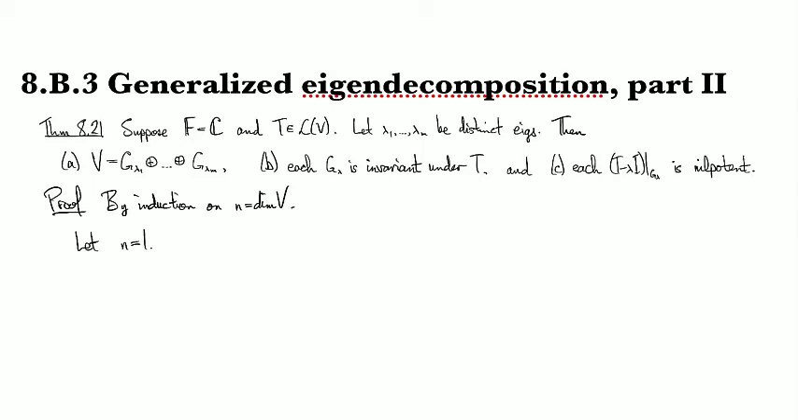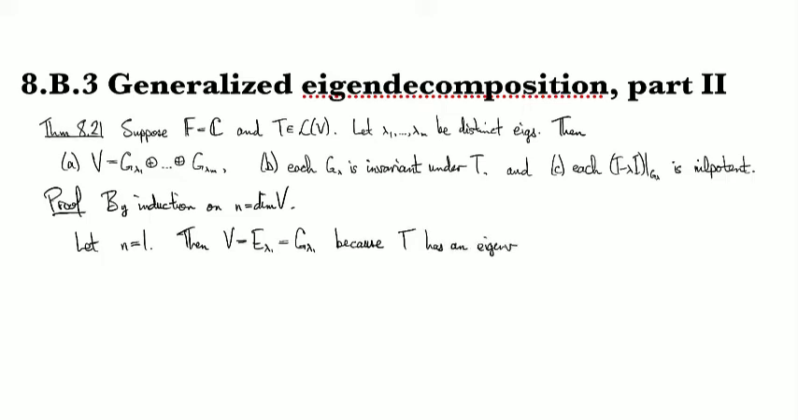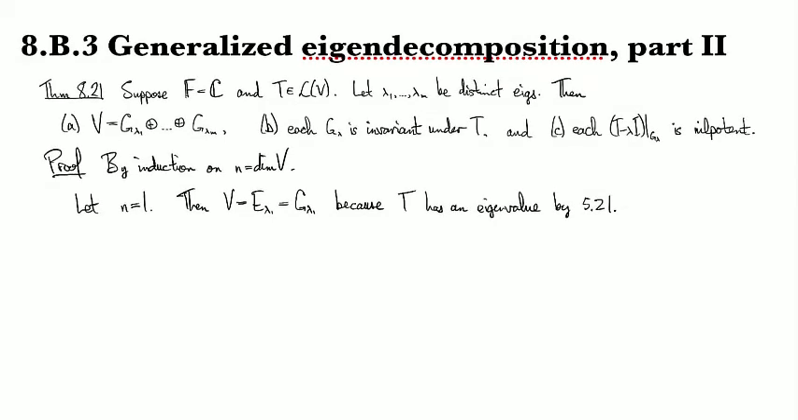Let n equal 1, so we've got a one-dimensional vector space. And then in this case, V is going to be the eigenspace of that first eigenvalue, which is a special case of the generalized eigenspace. And we know this because T has an eigenvalue by 5.21, again because we're over a complex vector space, so that's ensured.